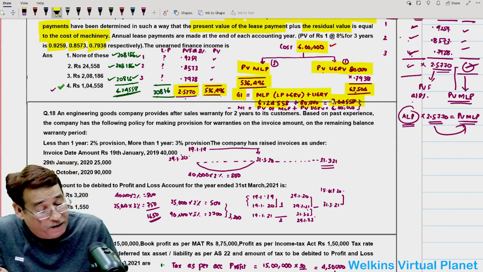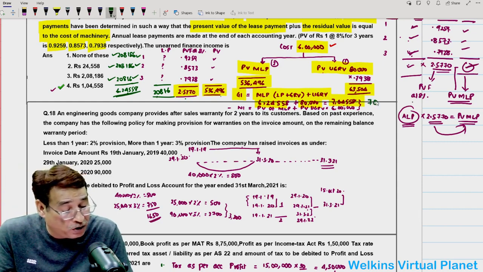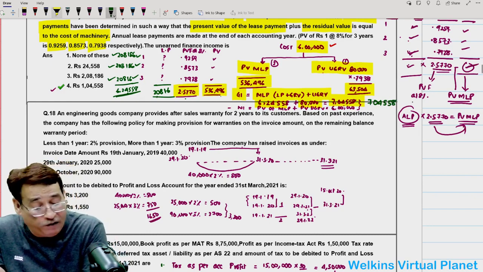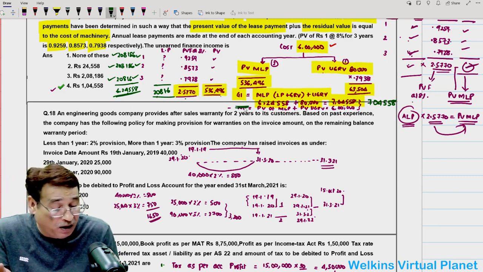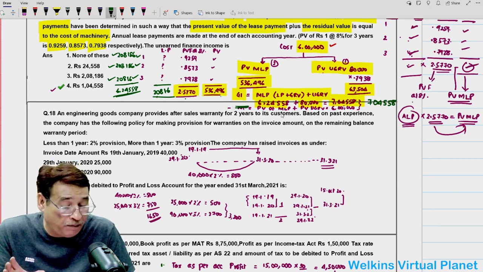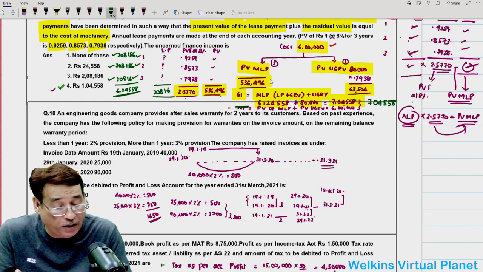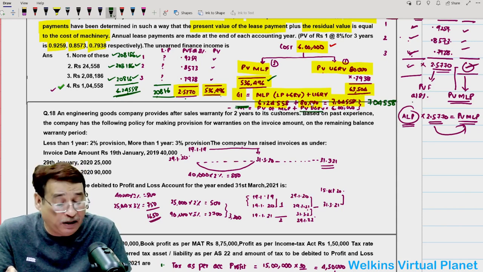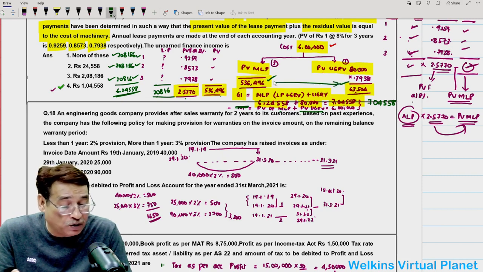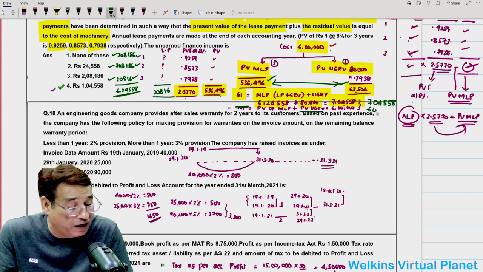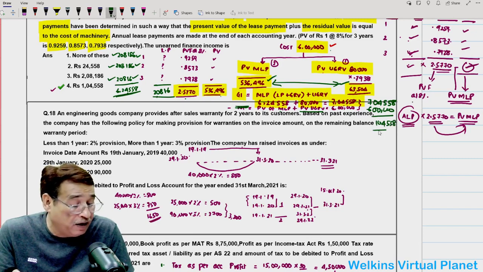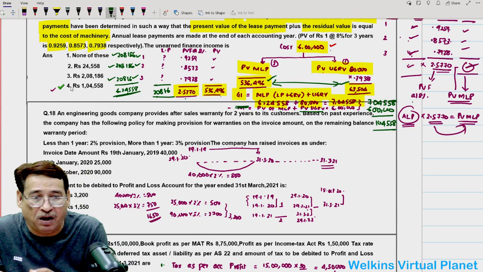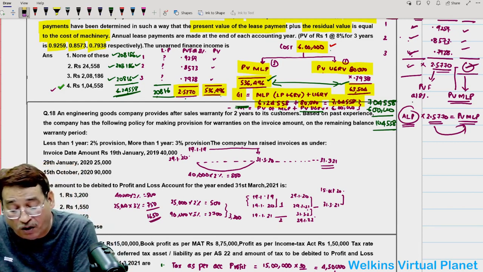Some of you are writing it down. The total will be equal to 704,558. Correct. Now, from the gross investment, I will subtract the net investment. What is net investment? Net investment means present value of minimum lease payment plus present value of unguaranteed residual value. If we add both of these, we get the net investment, obviously 6 lakh. So our net investment will be equal to 6 lakh and the difference will be equal to 104,558. Yes, it is correct. This is your unearned finance income. Is it clear to you or not?